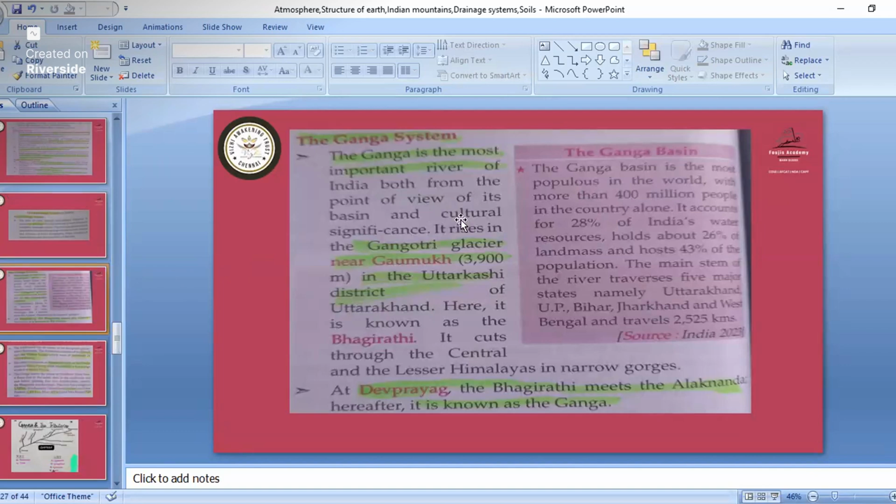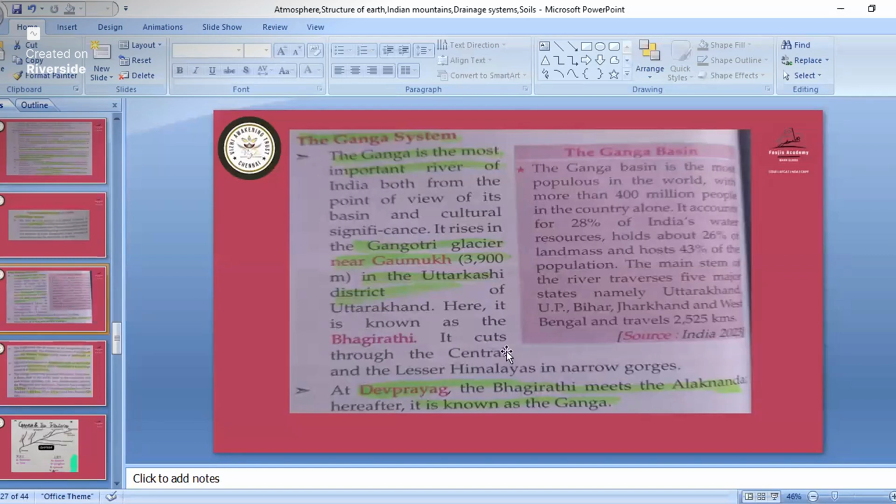In India we have the Indus river system, Ganga system, and the Brahmaputra river system. So first we'll see the Ganga system. In the drainage system, we have two types: the Himalayan and the peninsular systems. Ganga is the most important river of India, both from the point of view of its basin and cultural significance. It rises in the Gangotri Glacier near Gaumukh. Here it is also known as the Bhagirathi, in Uttarkashi, Uttarakhand.